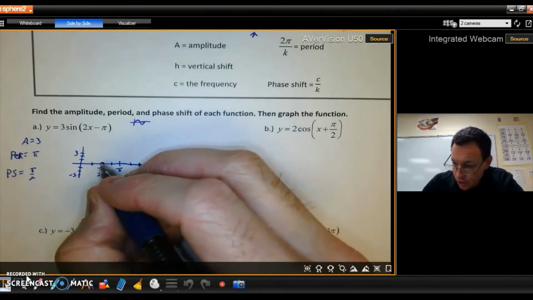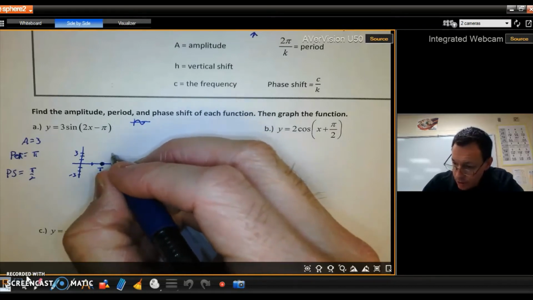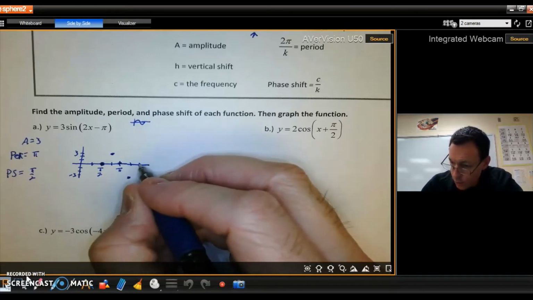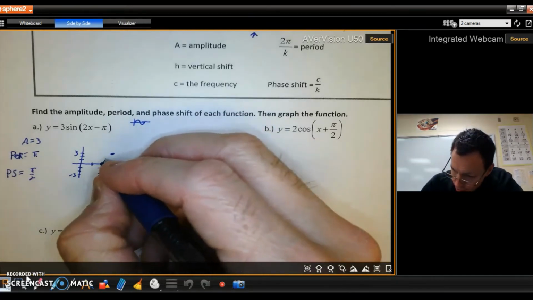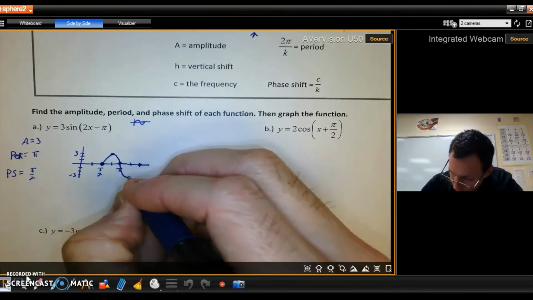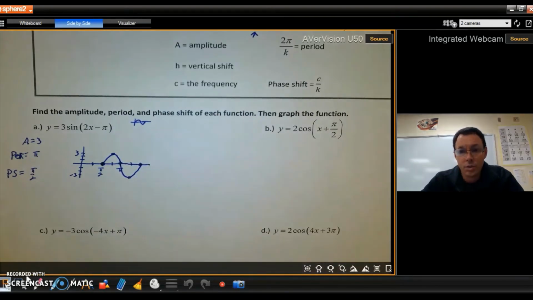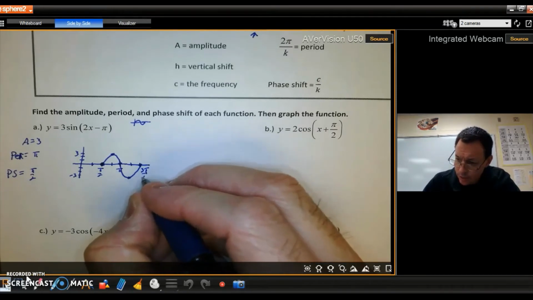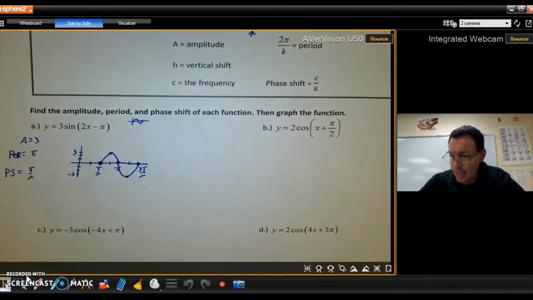My graph is going to start here. It's going to go up to the high point. It's going to come back down to the x-axis. It's going to go down to the low point, and then it's going to come back up to the x-axis. So this is my graph. Only draw one cycle, because sometimes when you draw a second cycle, it's hard to tell where you actually started. Did you shift it to the right like you're supposed to? Did you accidentally shift it to the left? So we're just going to draw one cycle on these so that I can clearly see the shift. Okay? So that's it. This is pi over 2. This is pi. This would be 3 pi over 2. That's where this graph starts and ends.